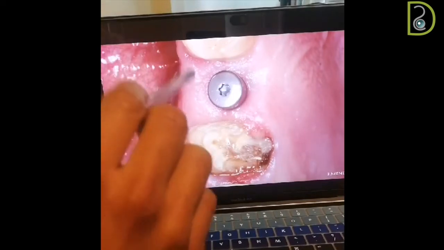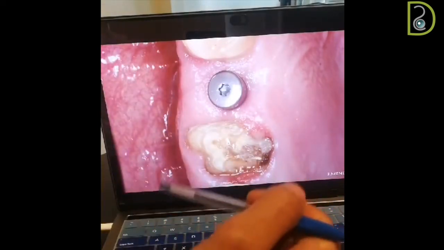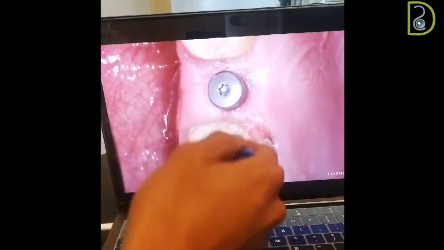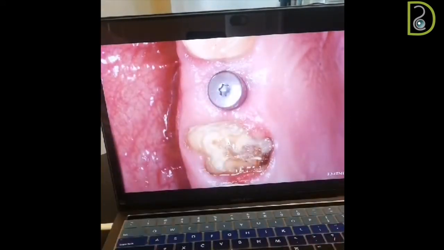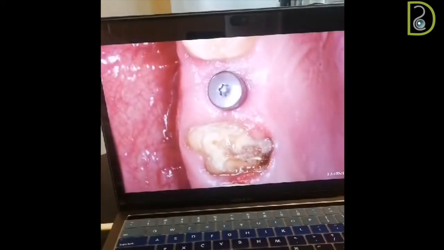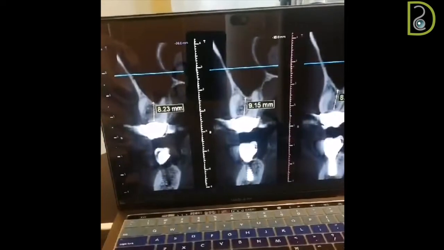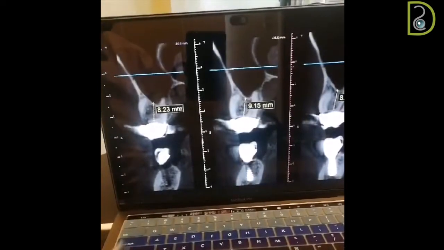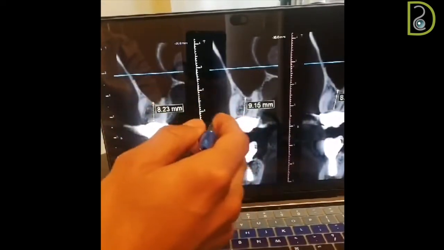So I told him, okay, for me it looks non-restorable, but we need to take another consultation from your restorative dentist just to make sure he agrees with that. So I sent the patient back to the restorative dentist, and he agreed with me that this tooth needs to be extracted.